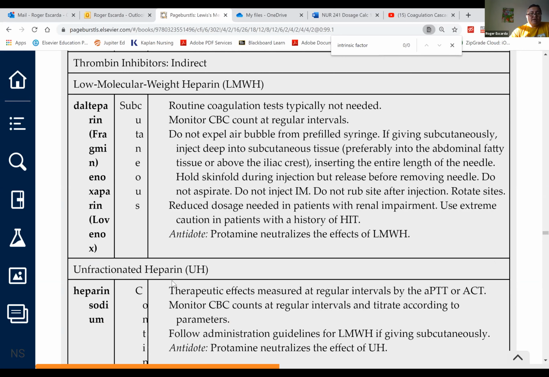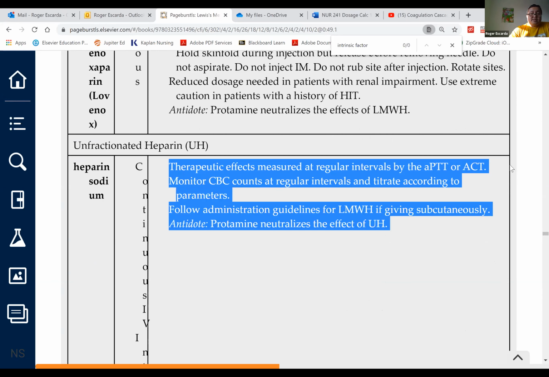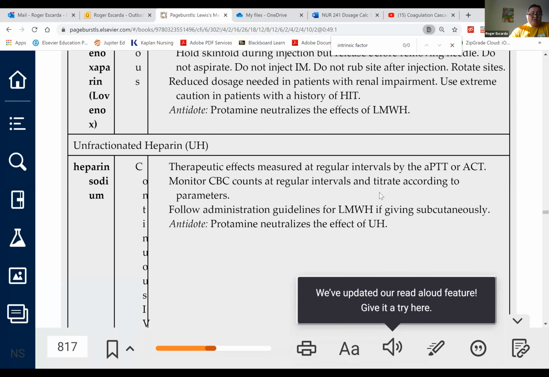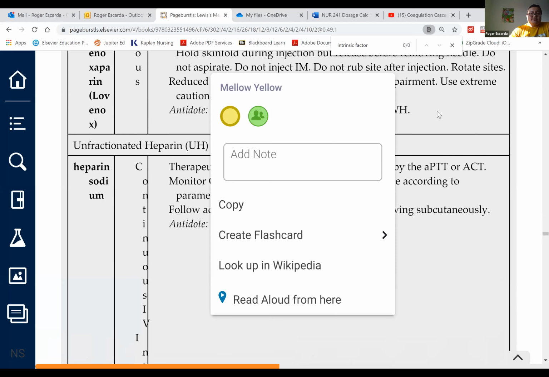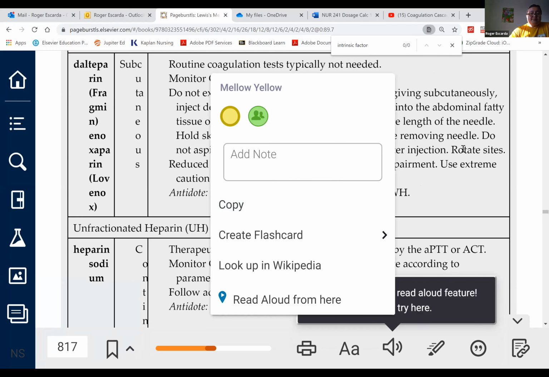Heparin in this instance can be given subcutaneously, but for DVT purposes, these are given IV as a continuous infusion. You monitor PTT the whole time, and you make adjustments to the dose or the rate of infusion depending on your PTT. The antidote is protamine sulfate. Same thing with low molecular weight heparin. They're both heparin, so both of their antidotes are protamine.